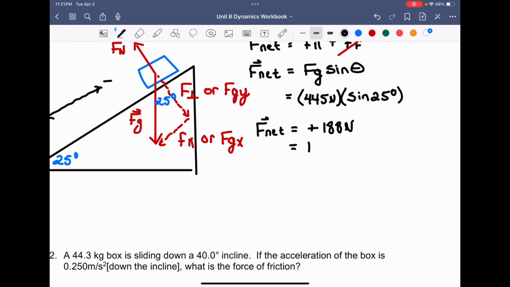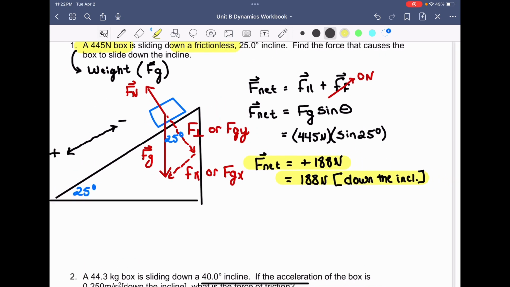Now, you could also answer this as the following. You could say this is 188 newtons down the incline if you really wanted to, which I'm just going to short form as "down the incline" like this. There we go. So either one of these answers would be totally acceptable.